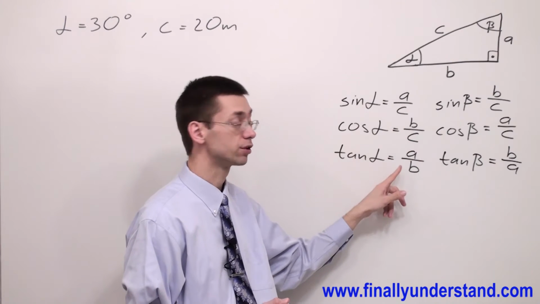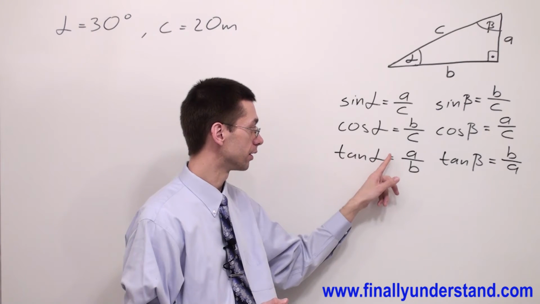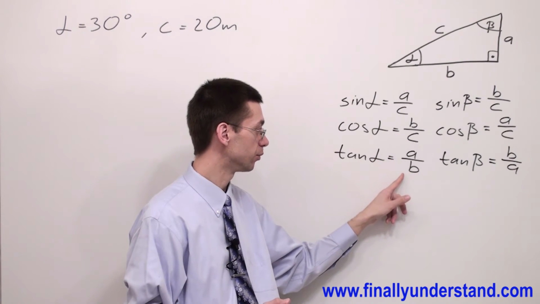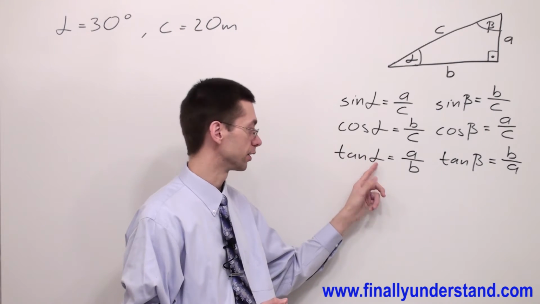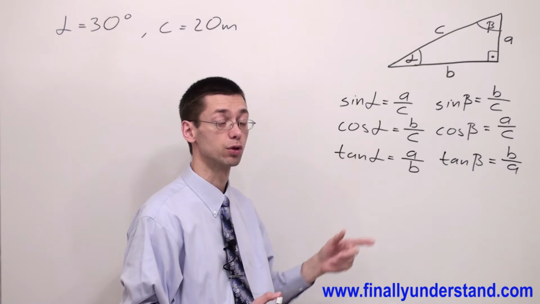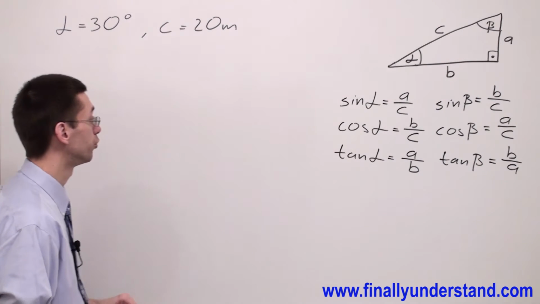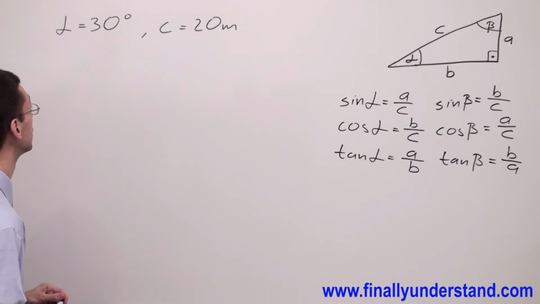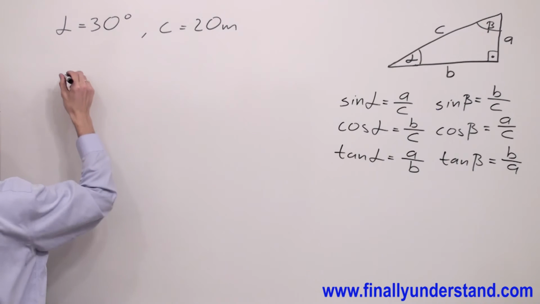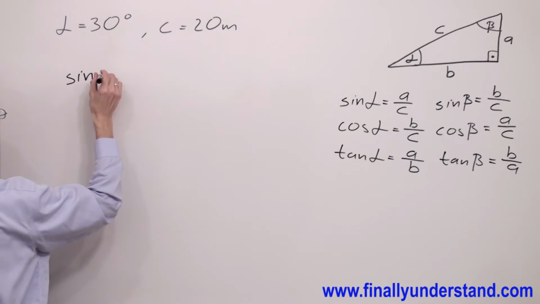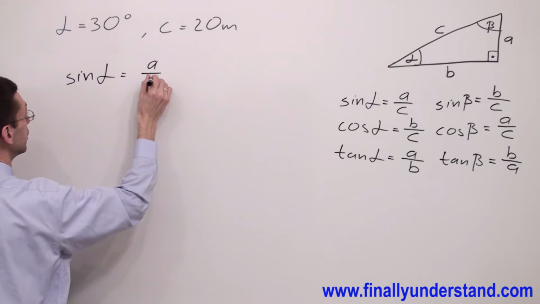I cannot use tangent because just alpha is given. I don't have side A and B, so in this case, I have just one piece of information given. That's why I cannot use this formula. I can use only the formula which will have two pieces of information given. So I'm going to use, in this case, sine of alpha. Sine alpha is equal to A over C.